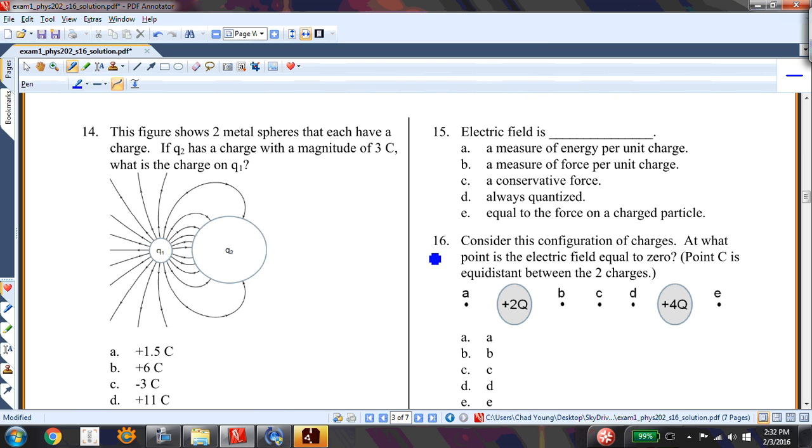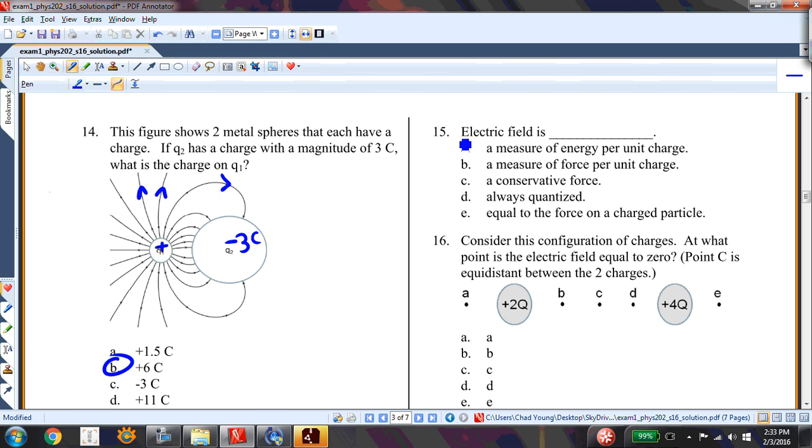This shows 2 metal spheres. Q2 has 3 coulombs. You can tell by these that it should be negative. If you can't see that well on your test, I'll make a point to it. So it is negative because the field lines are ending in the charge. That means that this has to be positive. If you count the number of field lines, it has twice the number of field lines, so therefore it must be positive 6 coulombs.